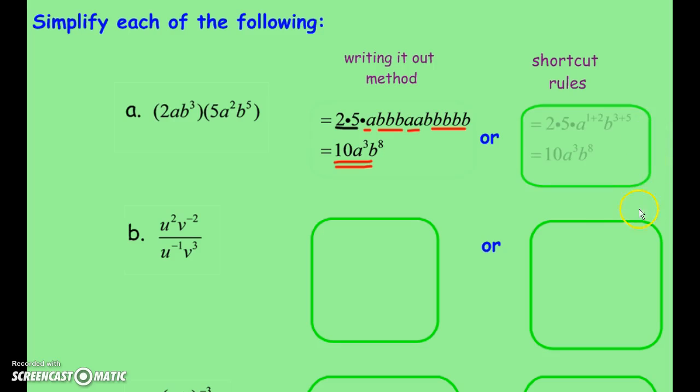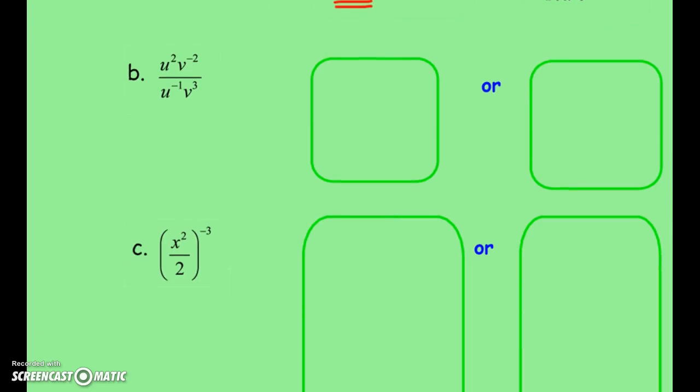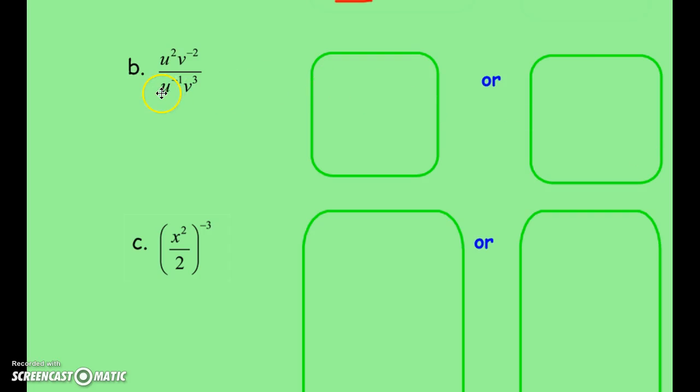Now with our shortcut rules, we do the same thing with our constants. 2 times 5 is 10. The first a has an exponent of 1. It's not visible, but it is there. The second a has a power of 2, so 1 plus 2 is 3. And then b, 3 plus 5 is 8. This is an example where shortcut and writing it out really kind of a wash in which one is better to use. Let's take a look at b. Now b is a little more complicated because we do see we have these negative exponents.